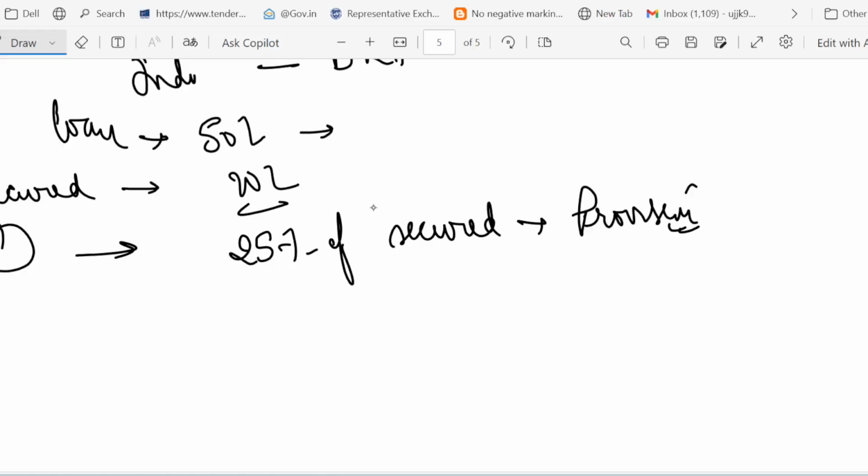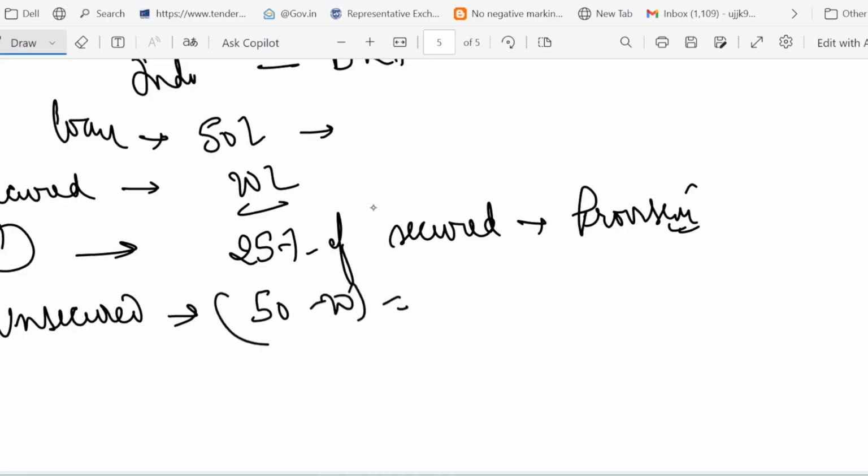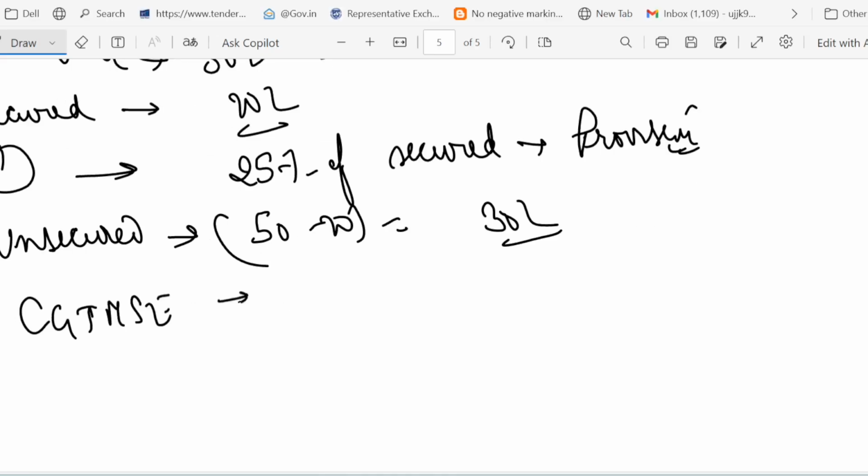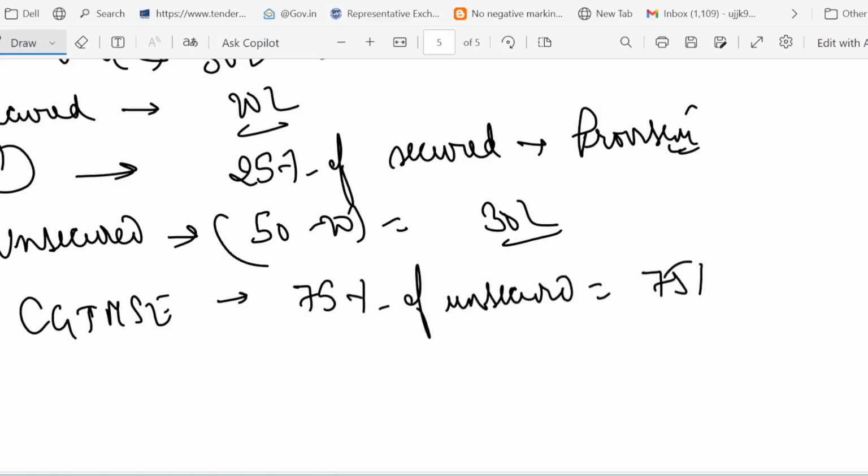Now, can you tell me what is the unsecured portion? Very simple. 50 minus 20. So how much? 30 lakh. CGTMSE covers 75% of unsecured, that means 75% of 30 lakh. What would that be? I think 22.5 lakh. Right. So that means the government guarantee covers 22.5 lakh.